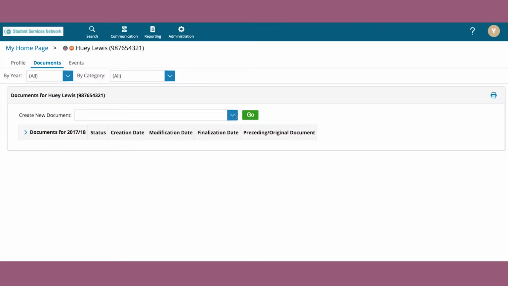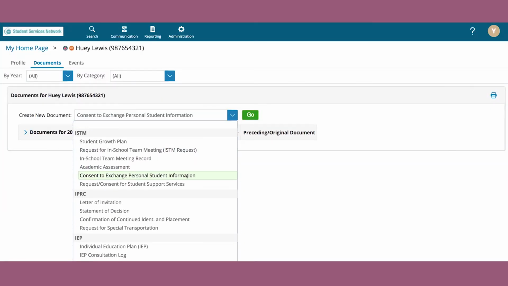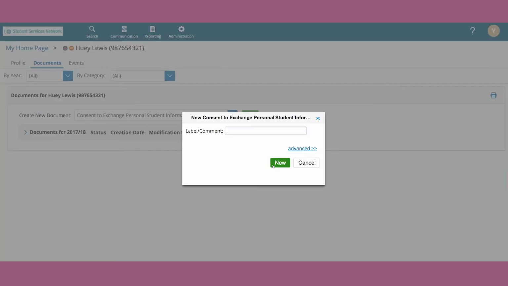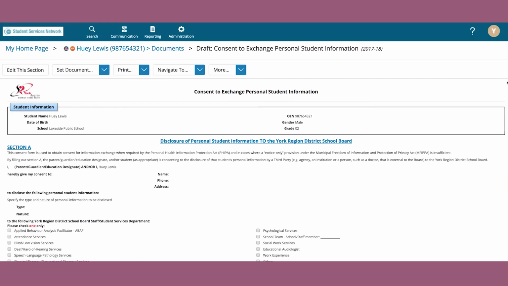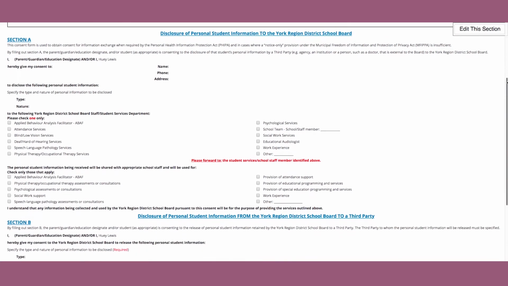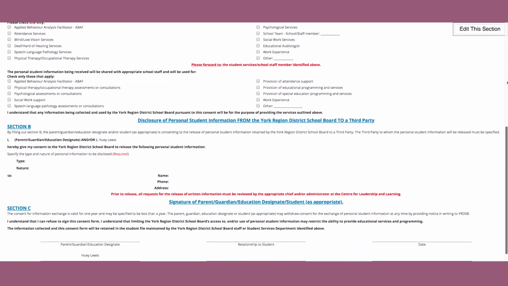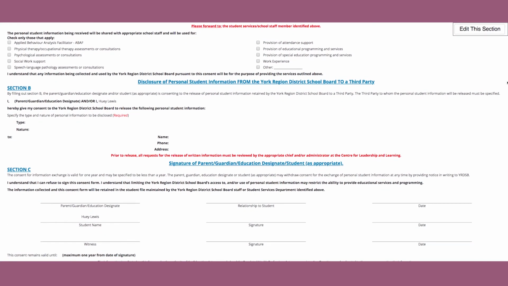The consent to exchange personal student information form is required for all non-board personnel to attend an in-school team meeting. Blue Hills, Carey's Place, and CAS are examples of non-board community partners.